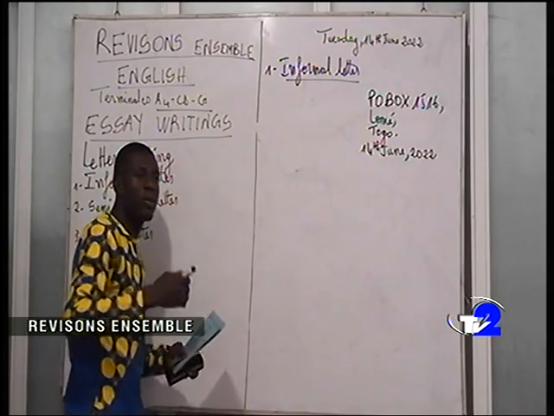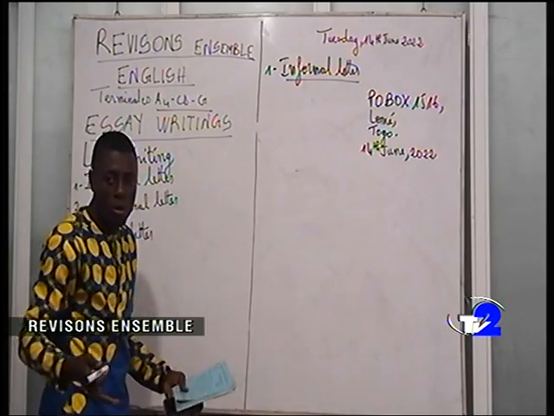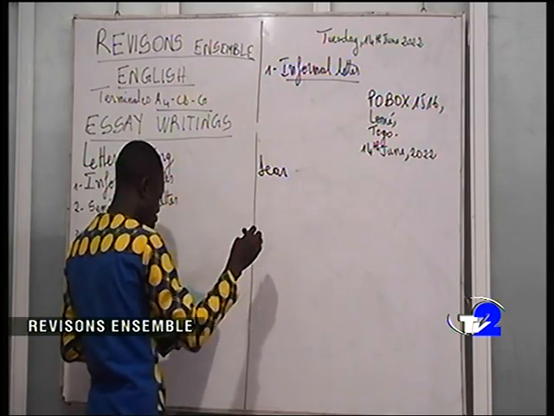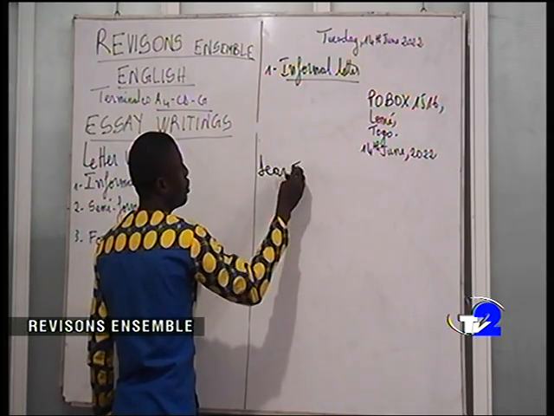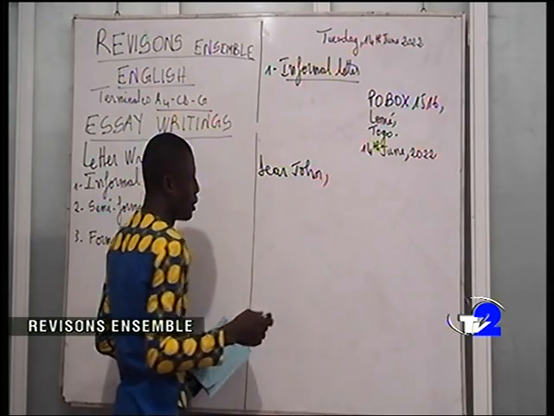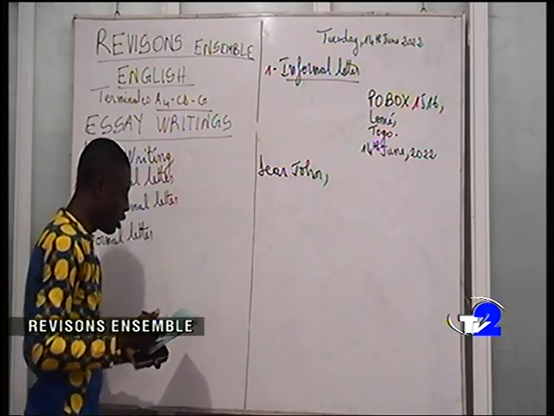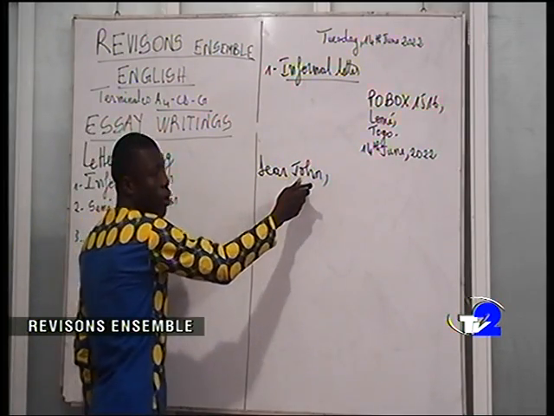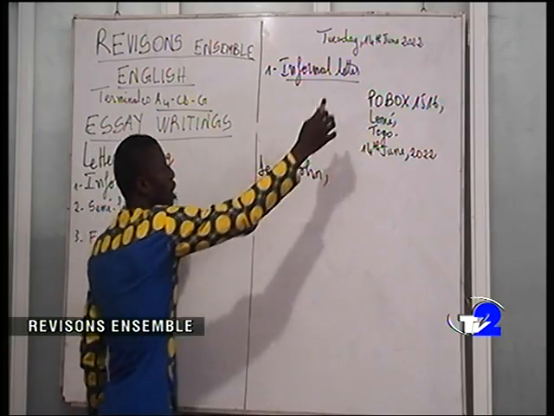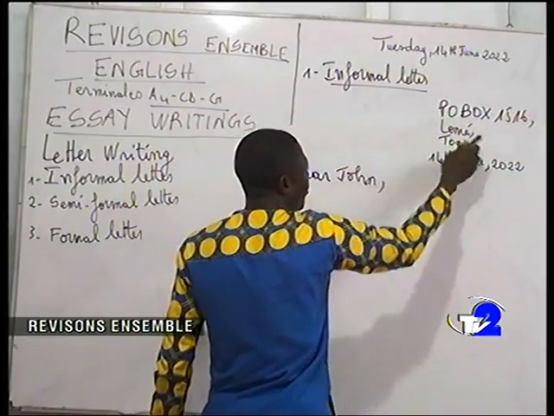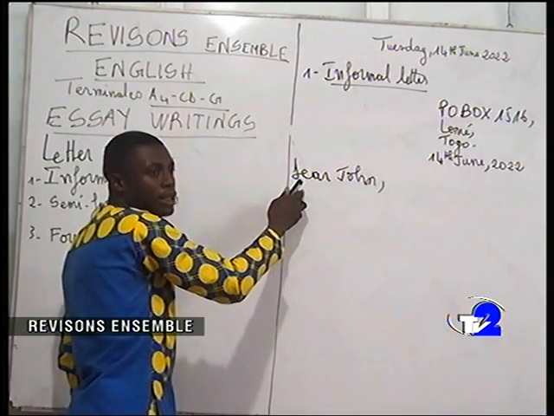Who are you writing the letter for? Me, I'm writing the letter for my friend John. So I say, Dear John, comma. Dear John, or Dear Massa, or Dear Kofi. That's the person I'm writing the letter for. The address is in the top right hand corner. After the address, now you have the greeting.